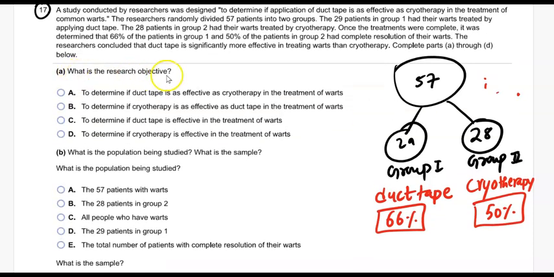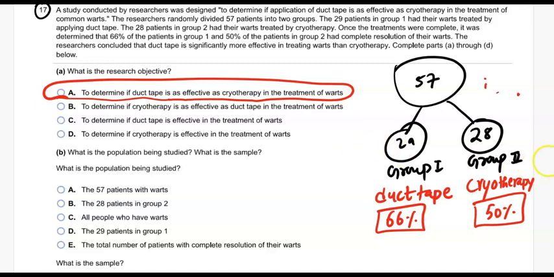What is the research objective? If you read the option here, the research objective is to determine if duct tape is as effective as cryotherapy in the treatment of warts. Number two, what's the population being studied? What's the sample? The population is the entire group who has a wart. Remember, not all people, only those people who have a wart are the population.